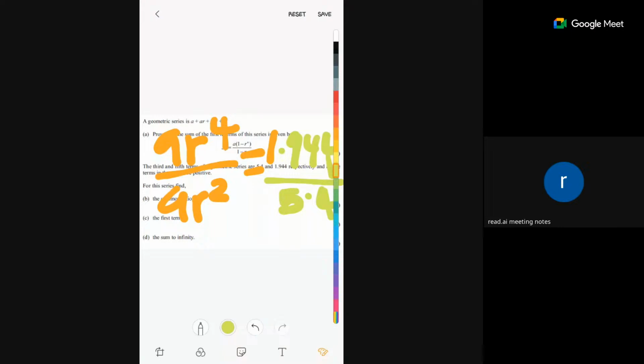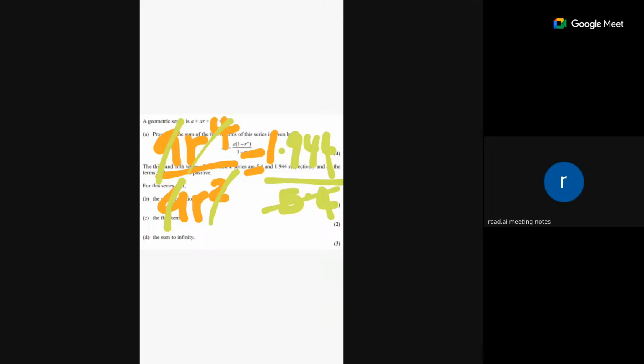So I make use of my calculator. If you look at this now, I'm going to have a divided by a, which cancels, and the powers give us r raised to the power 2. Then if you divide 1.944 by 5.4, we are going to have 0.36.